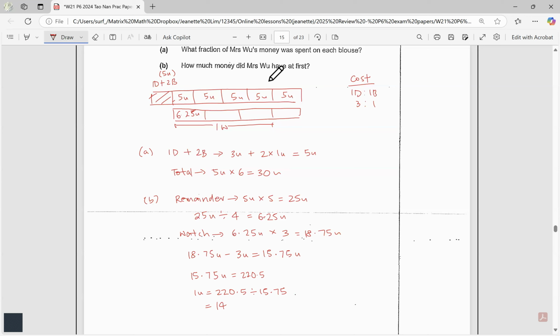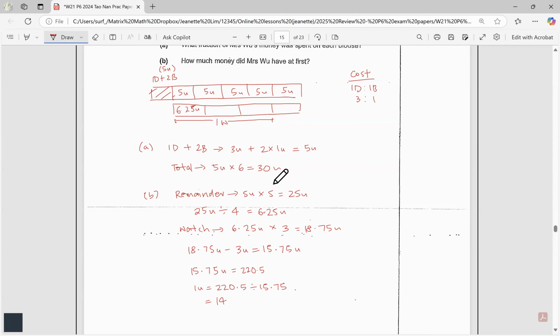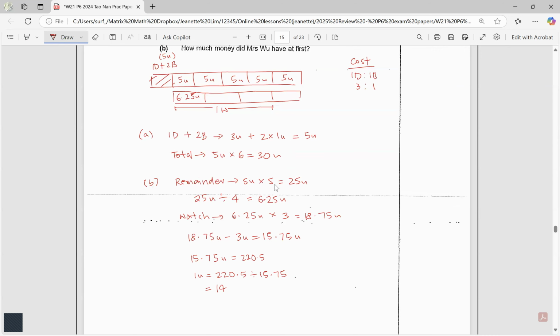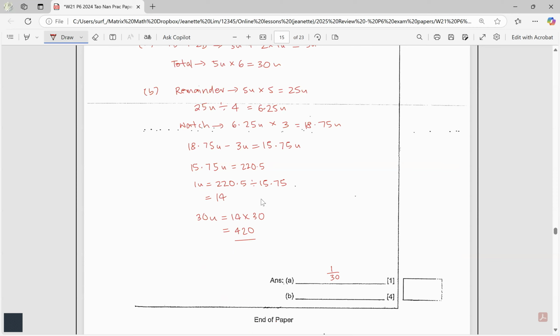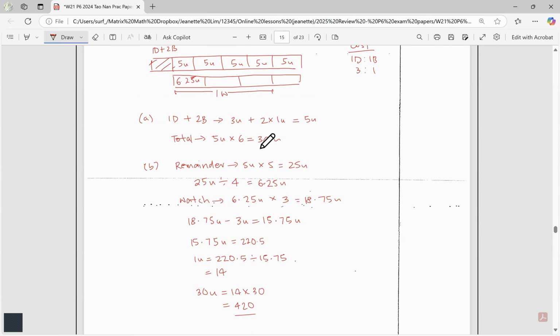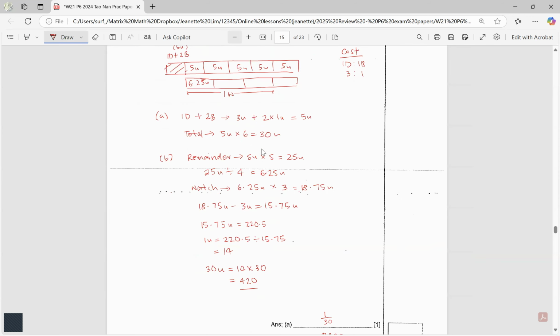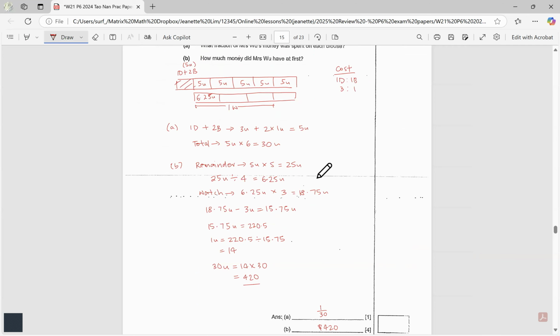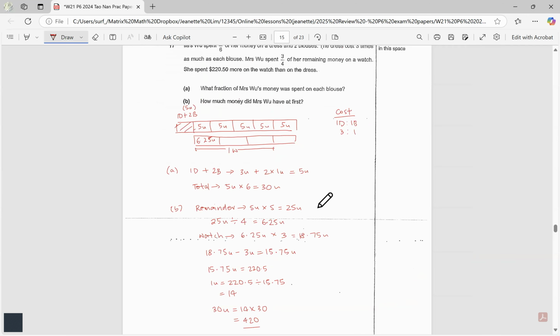Remember, how much did she have at first? Remember the total is 30 units. So you just multiply that by 30. So the answer is $420. As you're doing this question, take note which one is dollars, which one is units, okay? Make sure you label in your steps clearly.